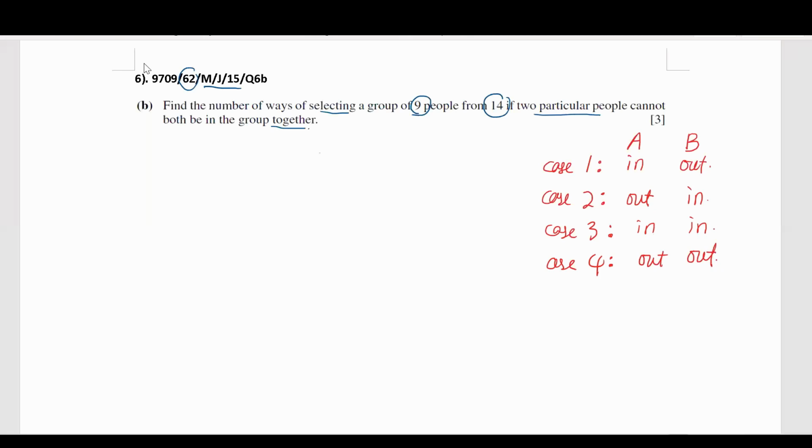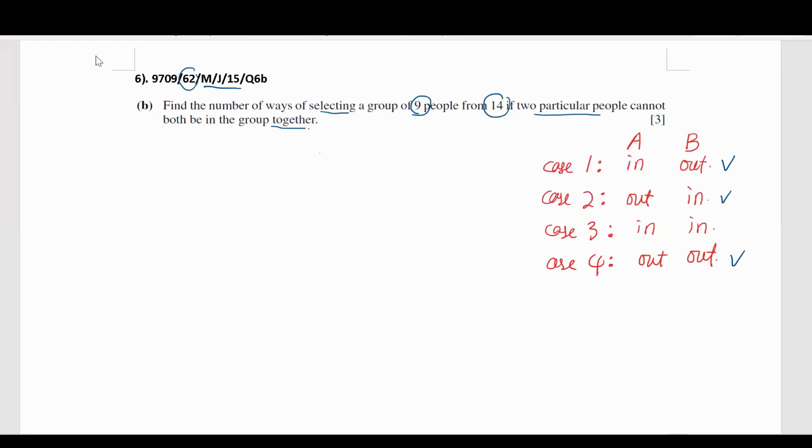All right. So in order to find out the number of ways which is requested by the question, where these 2 particular people cannot both be in the group together, that means what we want to find out is the number of ways that case 1, if A is in the team, then B is not. All right. Or case 2, A is out, B is in. Or even case 4, that both are not in the team, right? Both are not in the group together.